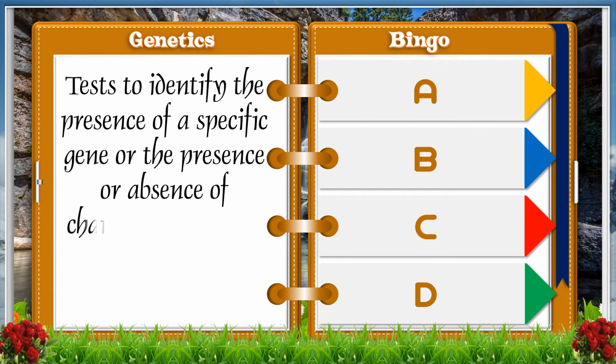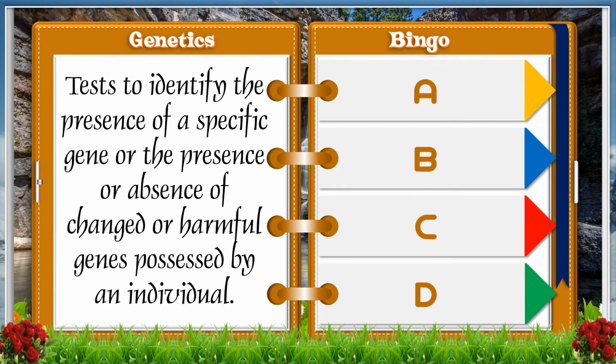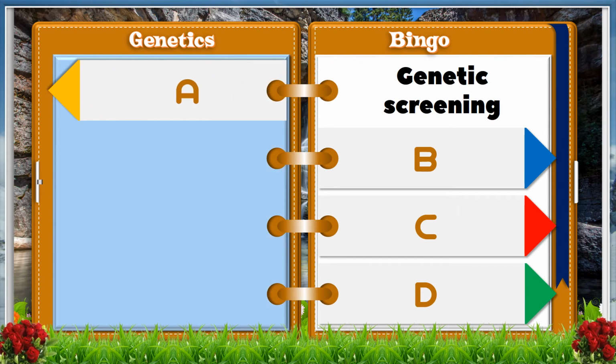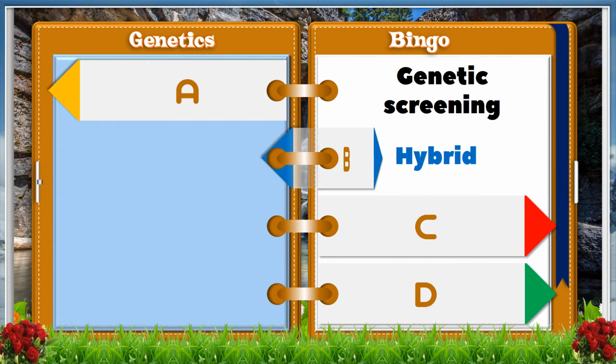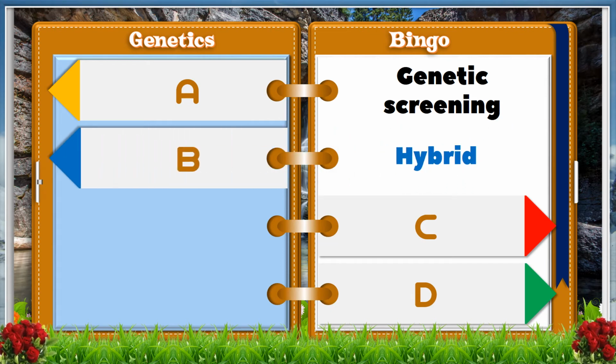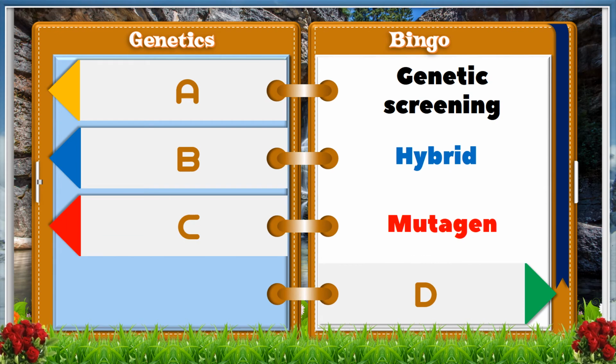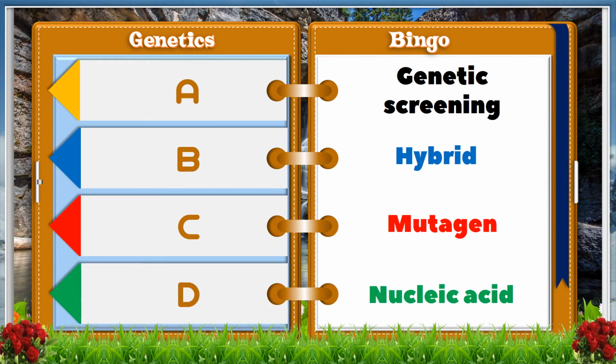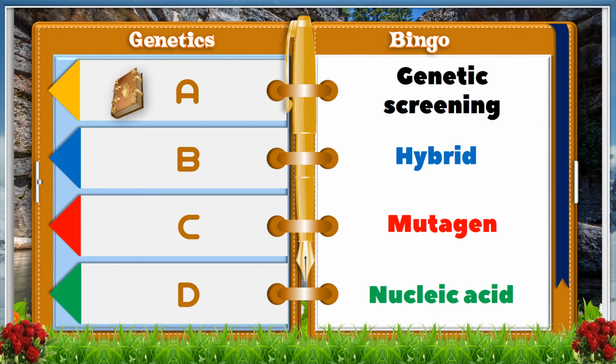Test to identify the presence of a specific gene or the presence or absence of changed or harmful genes possessed by an individual. A. Genetic screening. B. Hybrid. C. Mutation. D. Nucleic acid. And the answer is A. Genetic screening.